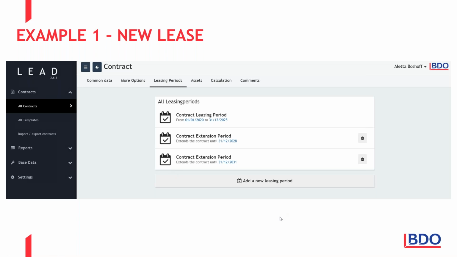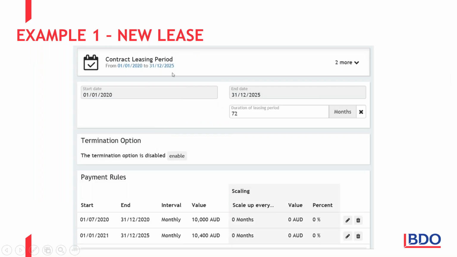And you can see little ticks in these calendars, which means we're reasonably certain to exercise this lease for those extension periods. Then, if you look at the contract leasing period, our initial 6-year period, I've put in the start date, the end date, and there's no termination option. But when we come to payment rules, I've said from the 1st of July to the 31st of December, we're going to pay $10,000 a month.